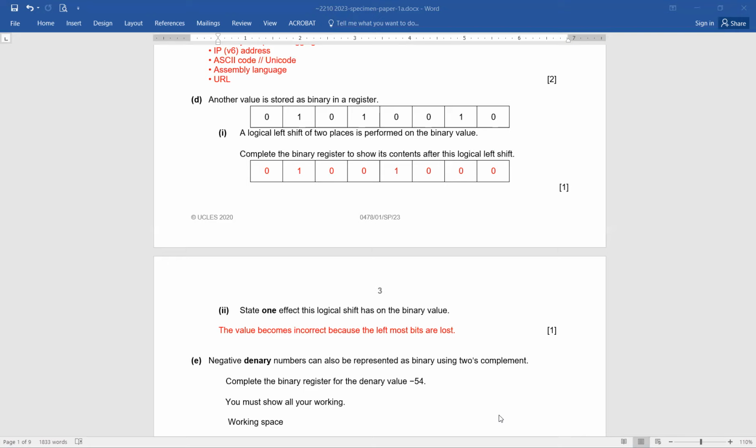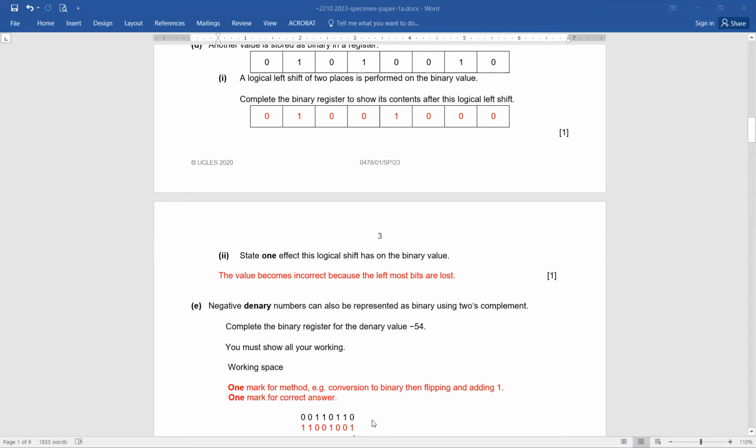I'm just revising with whatever we have learned earlier, that in case the value was given as a positive denary number, it will be handled in the same manner as we handle a normal positive denary value. So be clear, since it is negative, that's why we have to apply the 2's complement. You must show all your working for this value, that is -54.